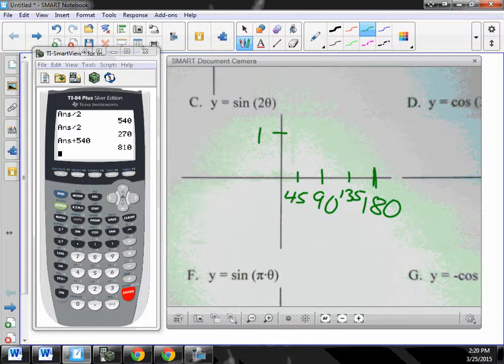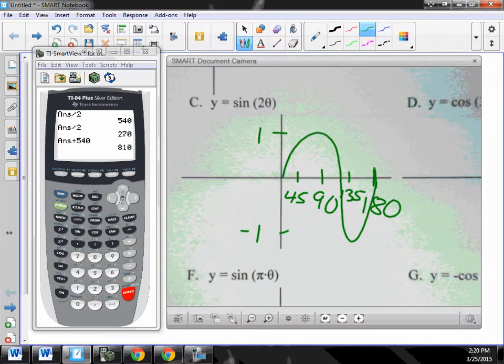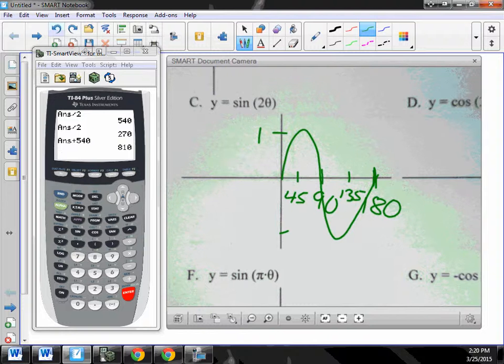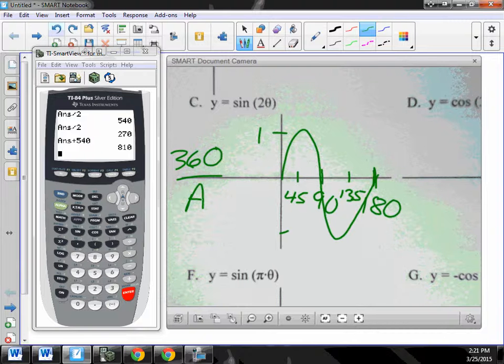And it's still from 1 to -1, and it's a sine graph. Oops, I really messed that up. Try again. There we go. So, there's a very easy way to calculate the period. You take one period, which is 360, and you divide it by A. And A is whatever number is multiplied by theta. So in this case, 360 divided by 2 gives us a period of length 180.